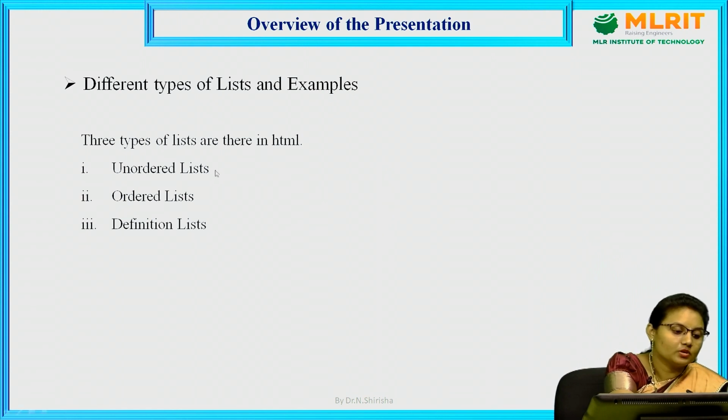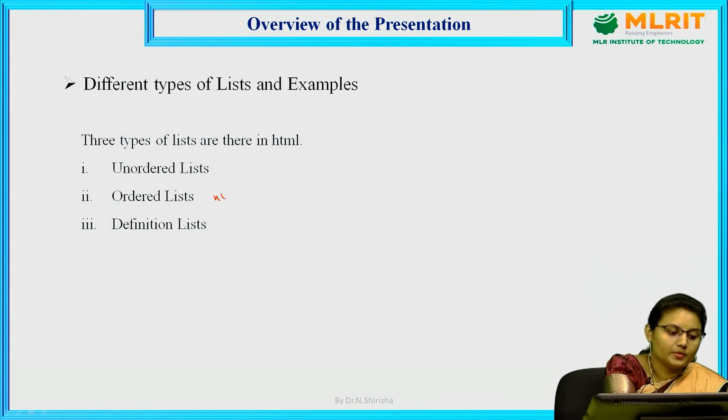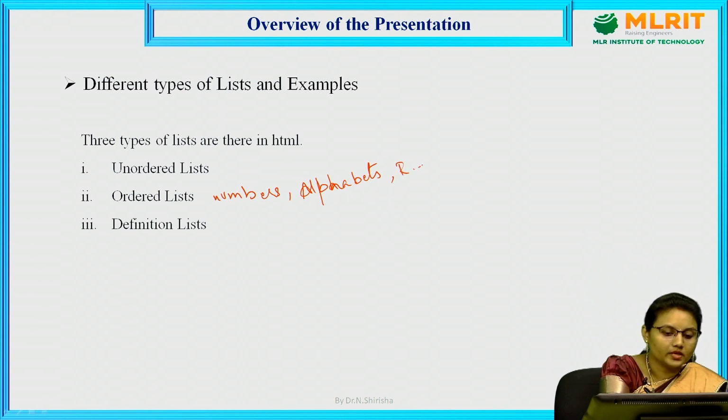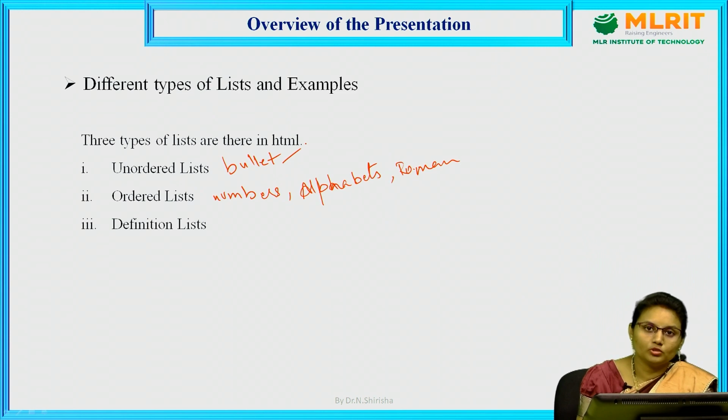So how many types are there? In the ordered list you will have numbers and alphabets, then Roman numbers, anything which is in an order. Unordered will be bullet points. Bullet points can be given using a circle, a square, or a disc. Circular is also known as disc. Like that, in various formats you can give.